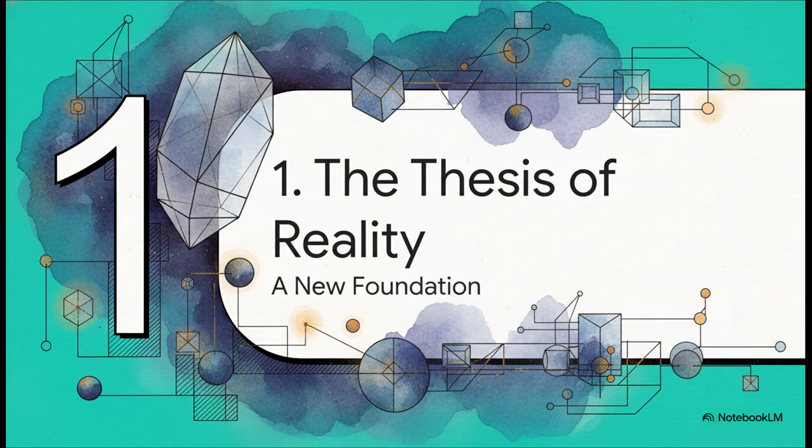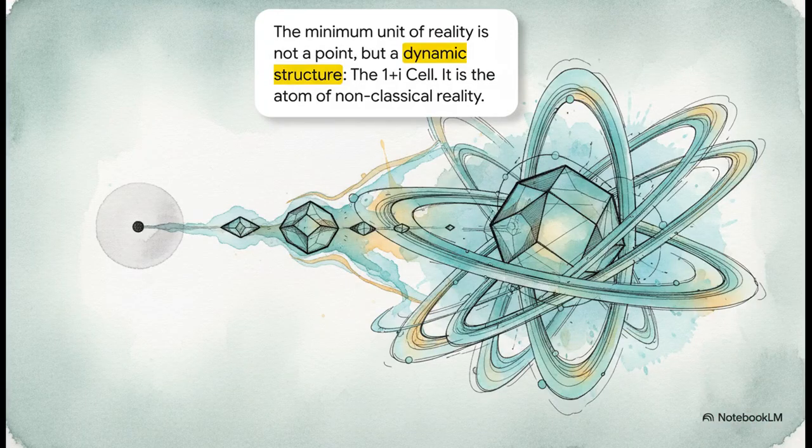We begin with a fundamental question. What is the absolute minimum requirement for any reality to exist in a coherent state? The search is not for a smallest particle, but for the most basic structural pattern that permits both stability and interaction. The proposed answer is that the foundational unit of reality is not a static, dimensionless point. It is, instead, a dynamic structure formalized as the 1 plus i cell. This immediately implies that from its very origin, the universe operates through the dynamic interplay of 2 irreducible conjugate magnitudes.